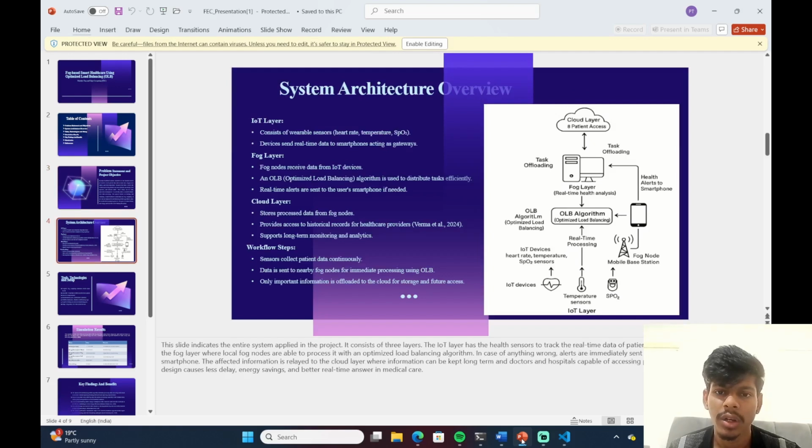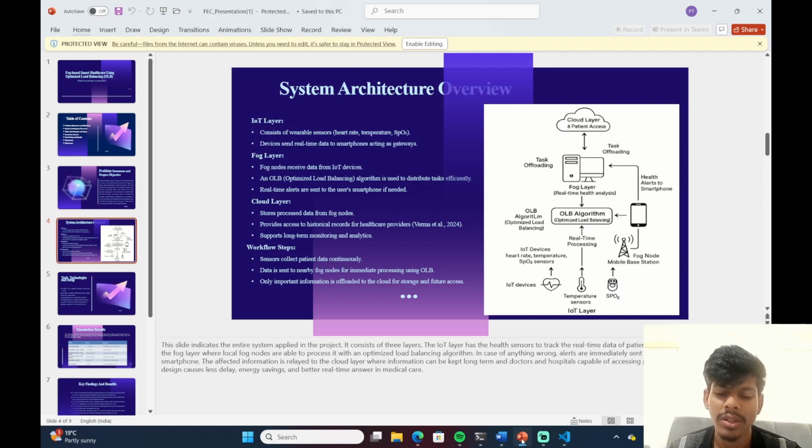So, the system architecture. This slide indicates the entire system applied in the project. It consists of three layers. The IoT layer has the health sensors to track the real-time data of patients. Such data is then transferred to the fog layer, where local fog nodes process it with an optimized load balancing algorithm. In case of anything wrong, alerts are immediately sent to the person's smartphone.